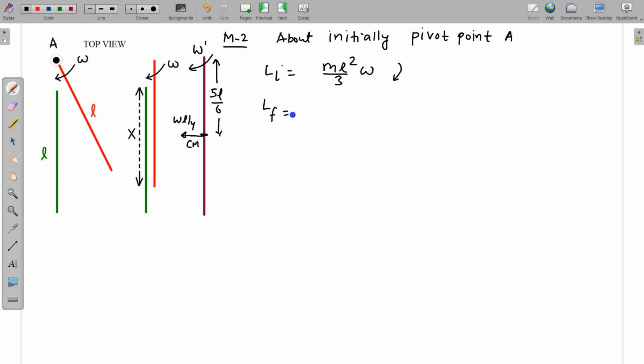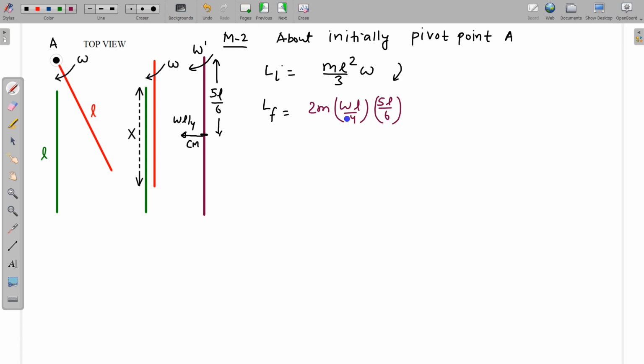So for L final we have to write two terms, one translational and the other rotational. How will this translational term go? If I am writing about this point, this is your r vector, r cross v, and this is again clockwise. So this term is going to be clockwise. So L final has the mvr term: mass is 2m, v is the vcm, omega L by 4, and r, if you calculate this distance, will come out as 5L by 6, that is 2L by 3 plus L by 6.